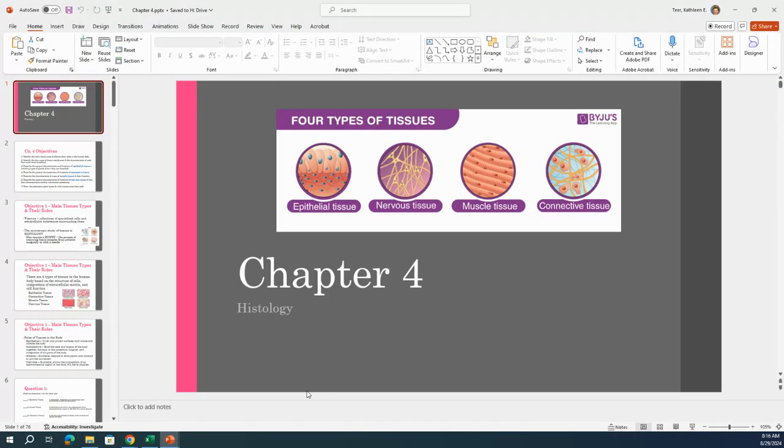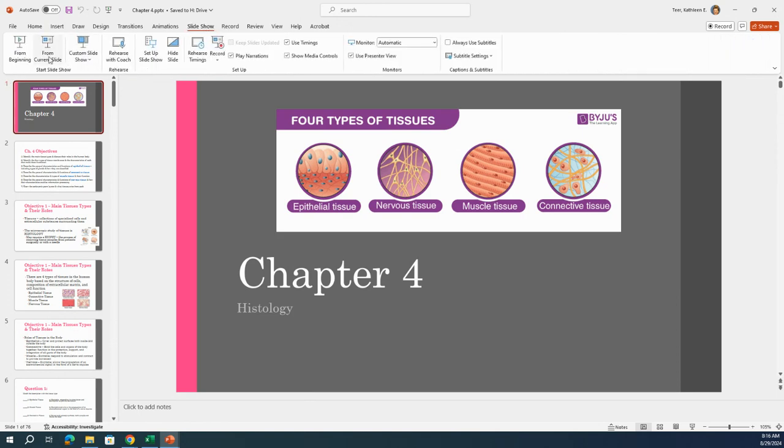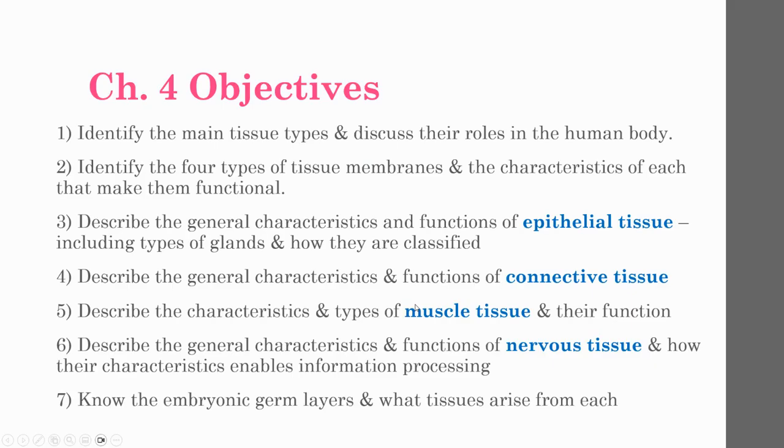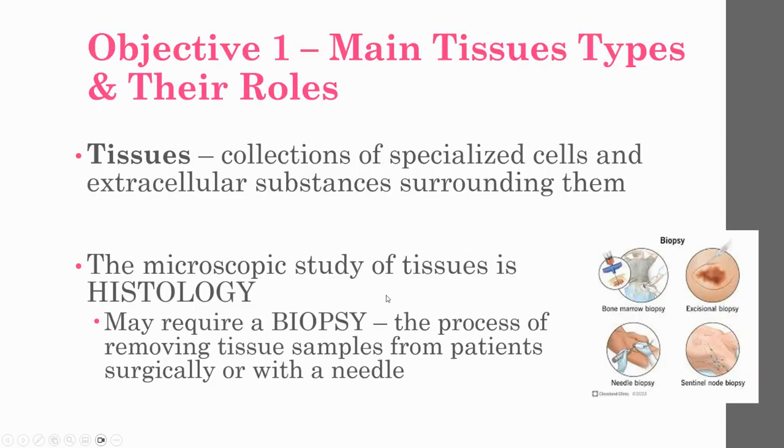Alright guys, this video is going to cover objectives 1 and 2 of chapter 4. So we are moving into tissues. The last lesson focused primarily on the cell level, and this chapter is going to focus on the next level of organization, which is tissues. We're going to cover 7 objectives. Once again, this video is going to cover 1 and 2.